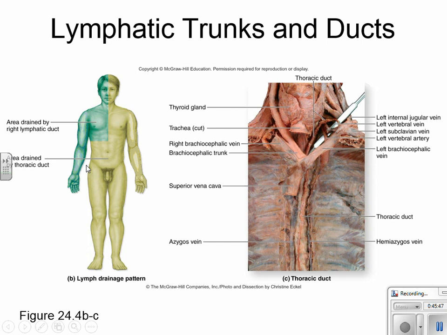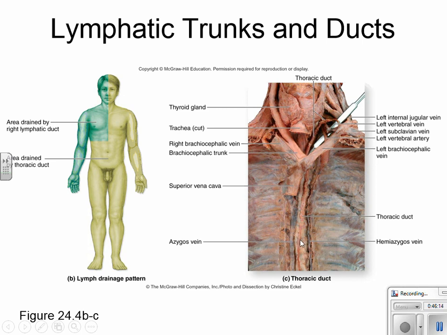If you look at this normal flesh-colored body, we see left face, left chest, around the diaphragm, and down, everything is going to be drained by the thoracic duct. Okay, so this is not a vein and it's not an artery. This thoracic duct, they named it that because it is right on the anterior of the thoracic spine.